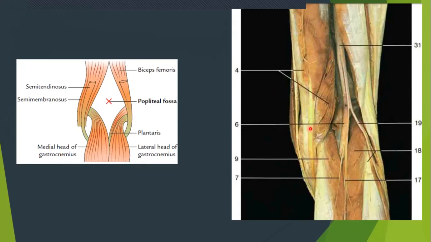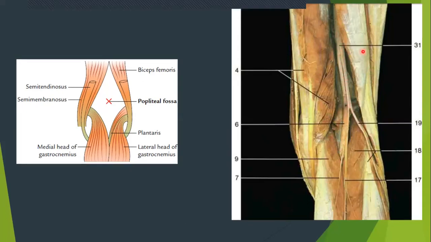You can see it has a long tendon, and this is your semitendinosus, alongside your semimembranosus. This is your medial head of gastrocnemius. This is your lateral head of gastrocnemius, and this is your biceps femoris muscle. Here you can see the sciatic nerve, which is bifurcating at the superior apex of the popliteal fossa into the tibial nerve and the common peroneal nerve.